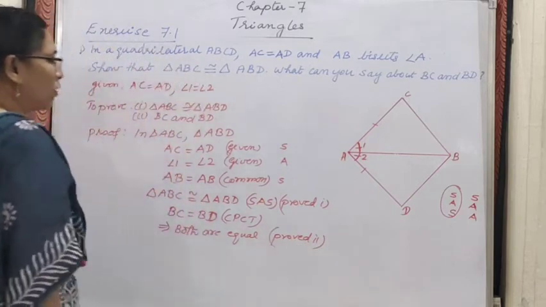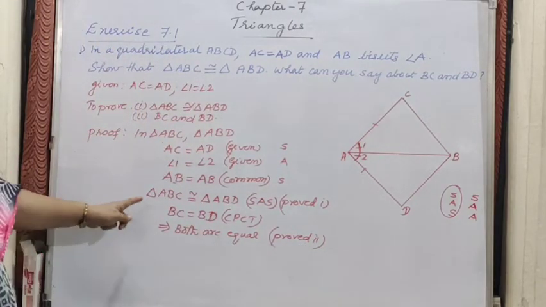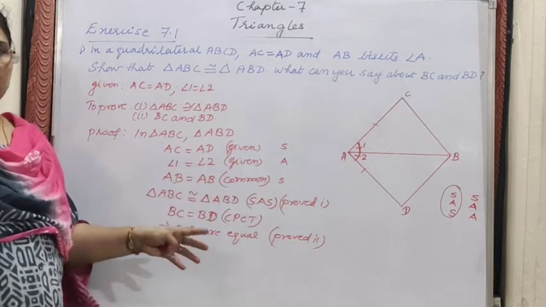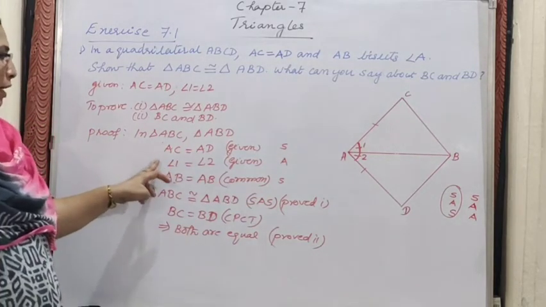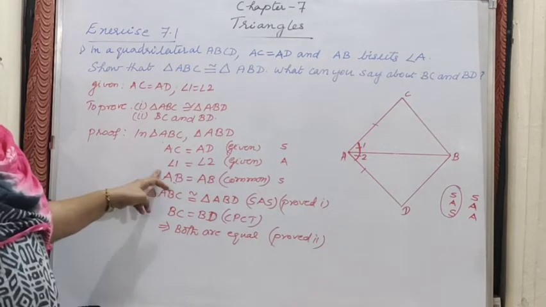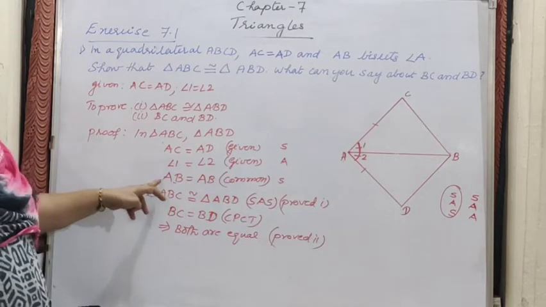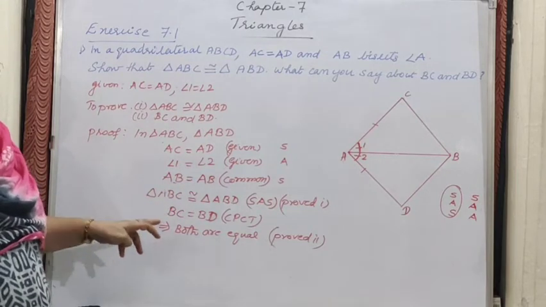Okay. So these are the questions given. The first one is the criteria, how to prove the congruency. So we decided which criteria to be followed there. SAS. Already one angle and one side are given. So one more side is required for making this angle an included one. So we have chosen AB. AB is a common side.